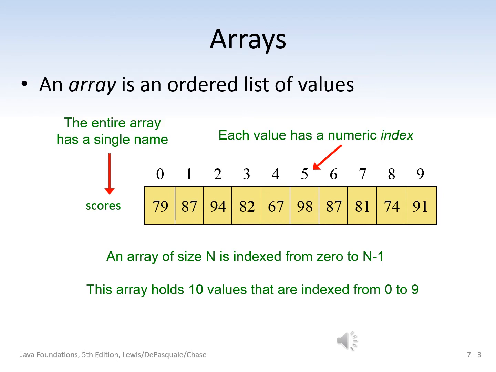An array is an ordered list of values. It has a name, a base type, and an index for each value stored in the array. So if an array is size 10, it has 10 values. That means its index runs from 0 to n minus 1, which in this case would be 9.